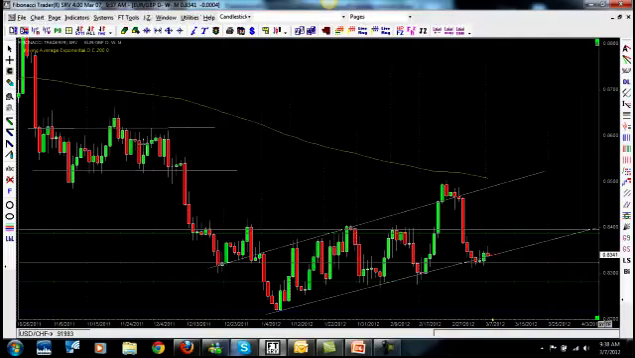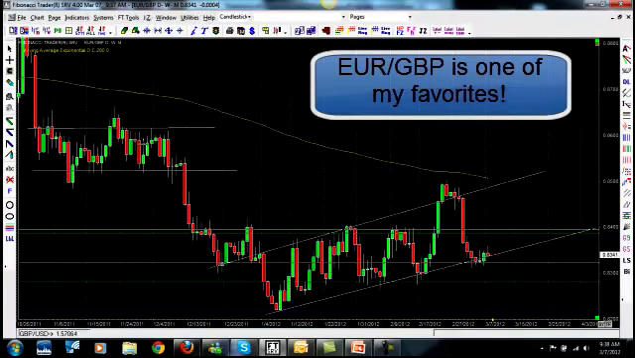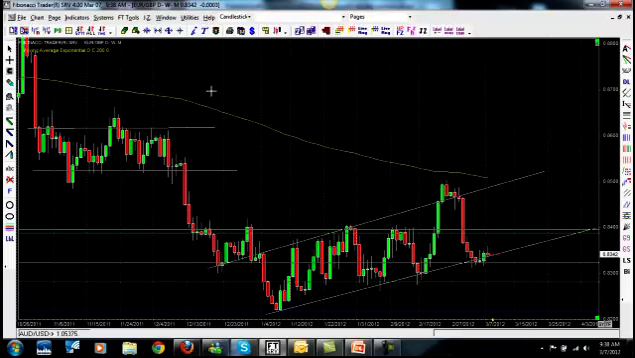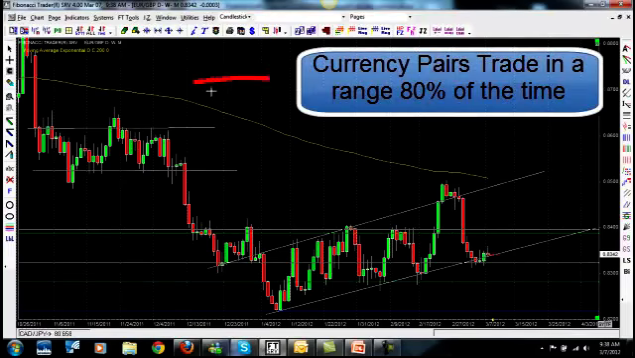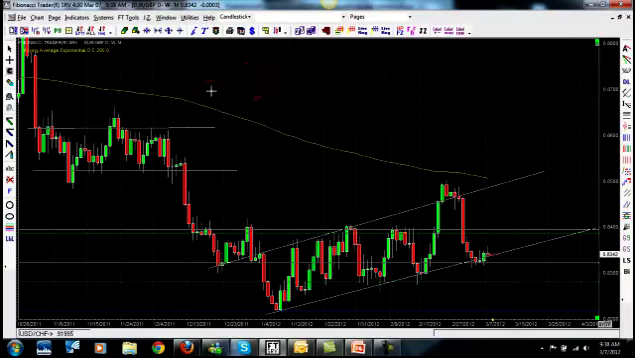Now here's a pair that I absolutely love. This is the euro pound, because the euro and pound pretty much move together to some extent most of the time. This currency pair, and I talk about this in one of our training videos, and I say this all the time, these currency pairs trade in a range 80% of the time. Now the yen cross pairs do less range trading than some pairs, but the euro pound tends to trade in a range very, very well.